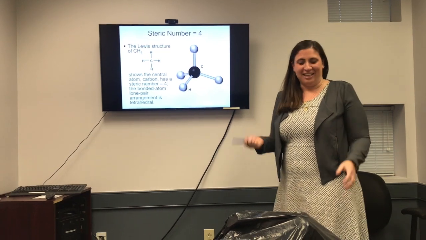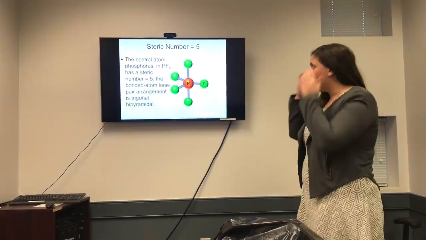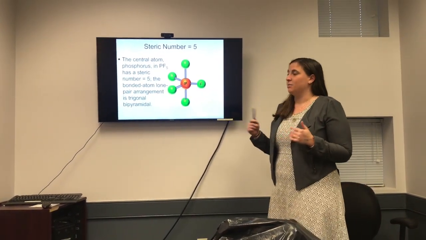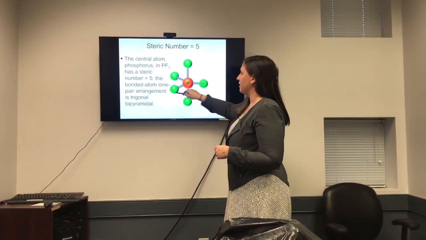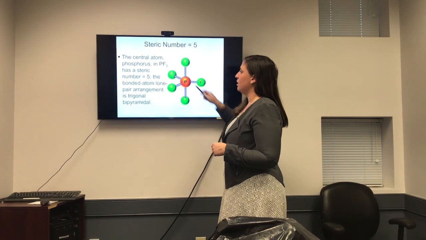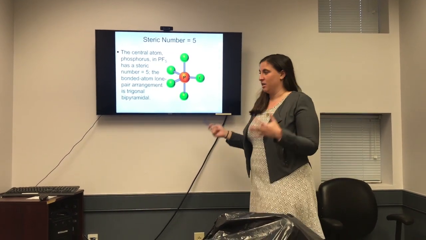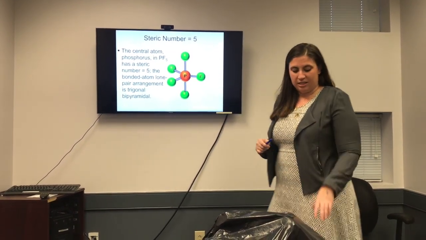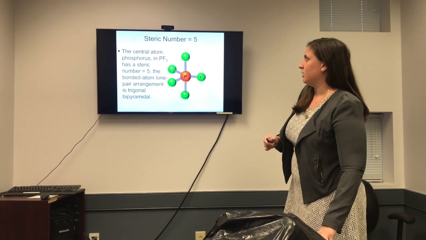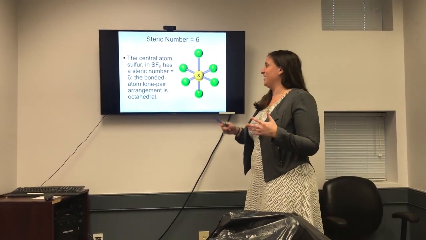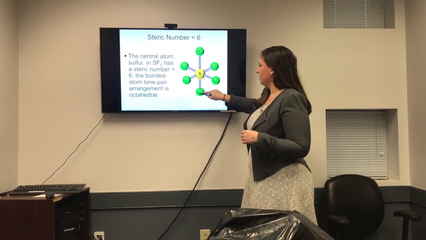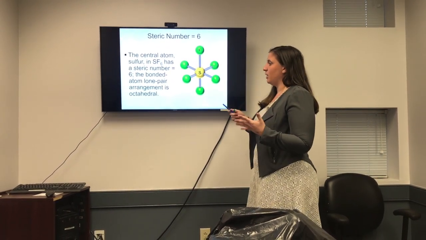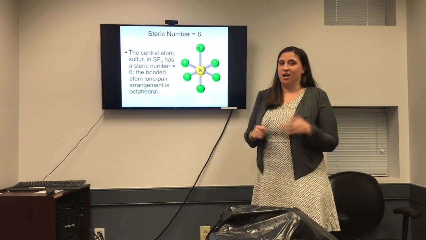This brings me to the steric number of 5. So in this example here with the central atom of phosphorus, there are 5 fluorine atoms surrounding the central phosphorus atom, forming a trigonal bipyramidal. And then lastly, what about the steric number of 6? In this case, there's a central sulfur atom surrounded by 1, 2, 3, 4, 5, 6 fluorine atoms to give the arrangement of octahedral.